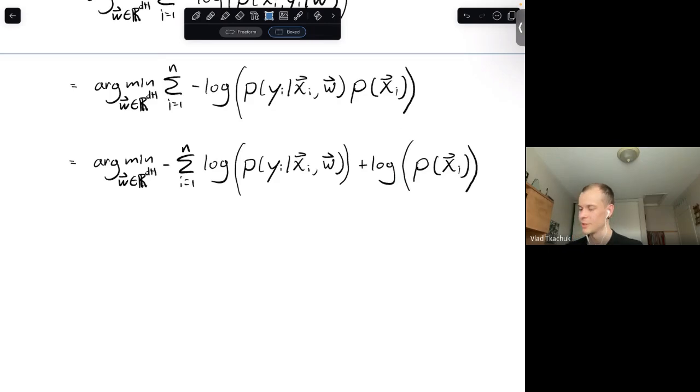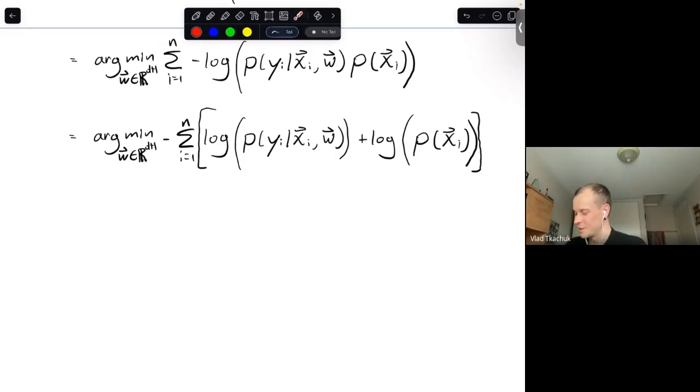Okay, so I just use the properties of logarithms. And the important thing is the sum is still applied over everything. The great thing about what's happening now is that, notice again, we're optimizing over W, right? So what does that mean? Well, that means this term depends on W, but this term doesn't depend on W. It's independent of W because this thing has nothing to do with this parameter.